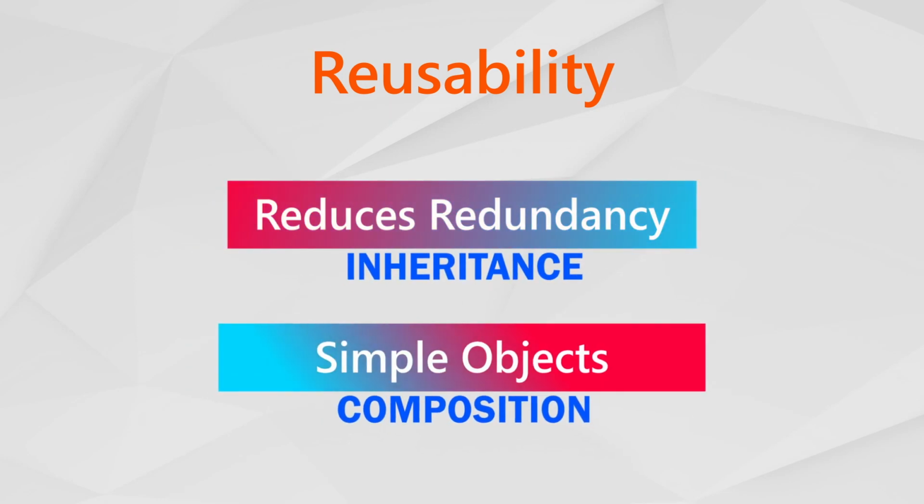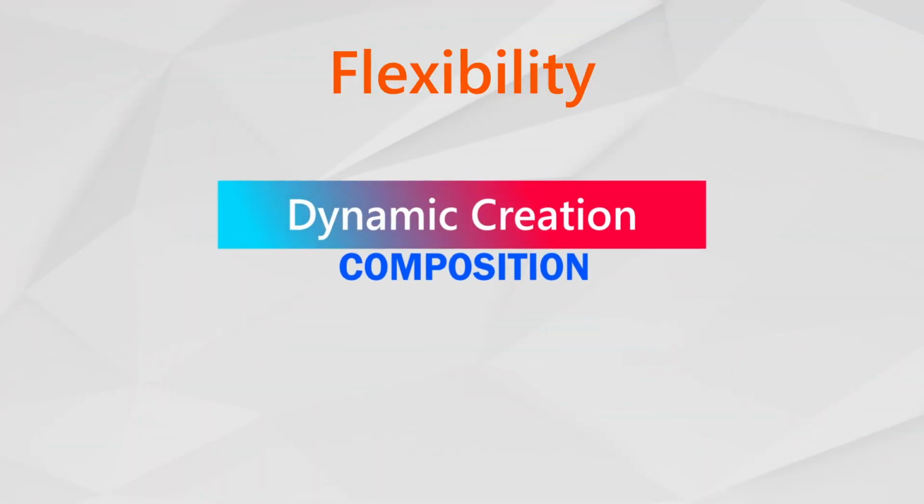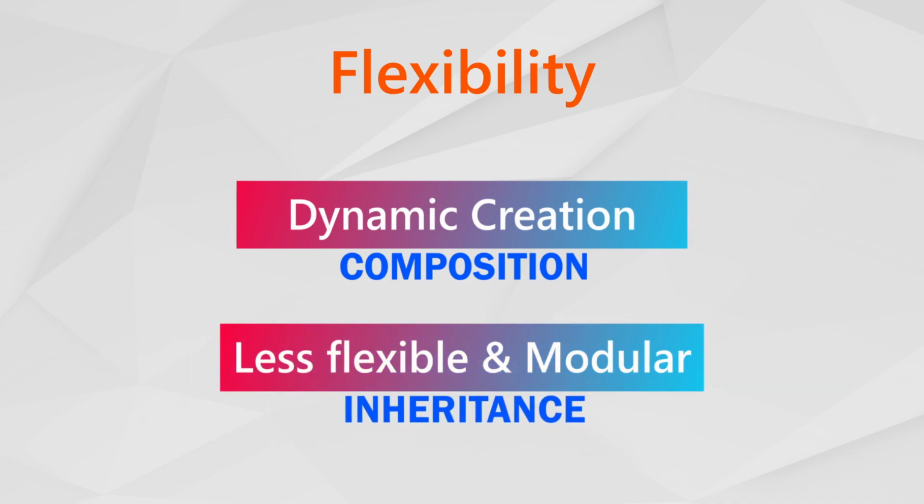With composition, we can create simple, reusable objects. Remember, both strategies promote code reusability. Composition allows for dynamic object creation, making it easy to modify or replace objects without affecting the entire system. This offers greater flexibility and modularity than inheritance, but may result in verbose code and more objects.